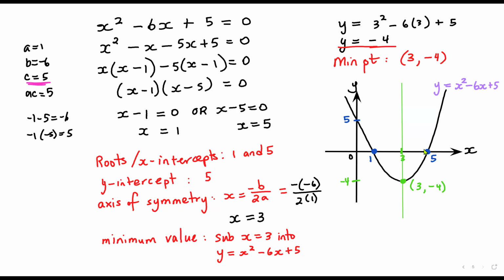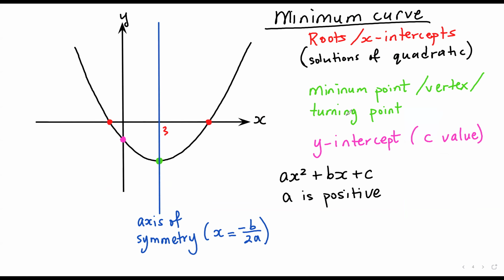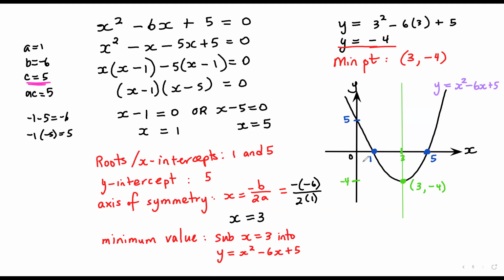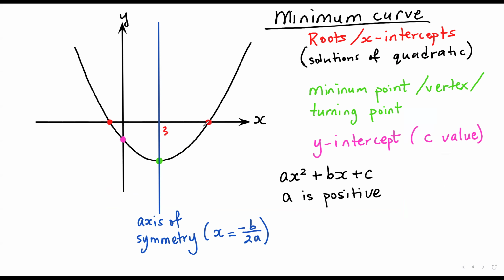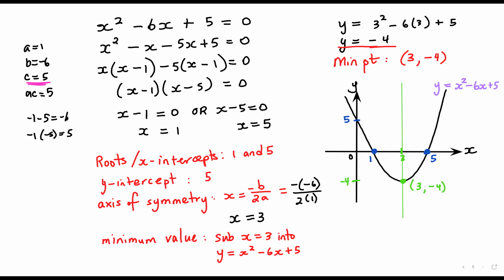Right, so I just showed you basically what the features of the minimum curve are, and then I used an example to show you how it would look, right? The exact same thing that you have to do to sketch a minimum curve is exactly what you need to do to sketch a maximum curve. But before that, I just want to go through the features. It's the same features, it's still going to have roots, it's still going to have a vertex or turning point. It's still going to have a y-intercept and an axis of symmetry, except the shape of the curve is different. So instead of a minimum point, it's going to have a maximum point, right?